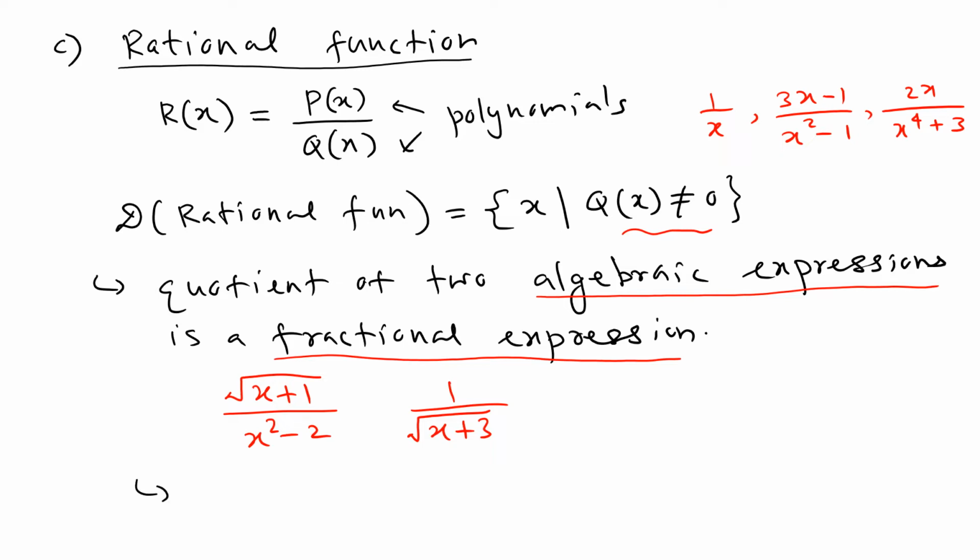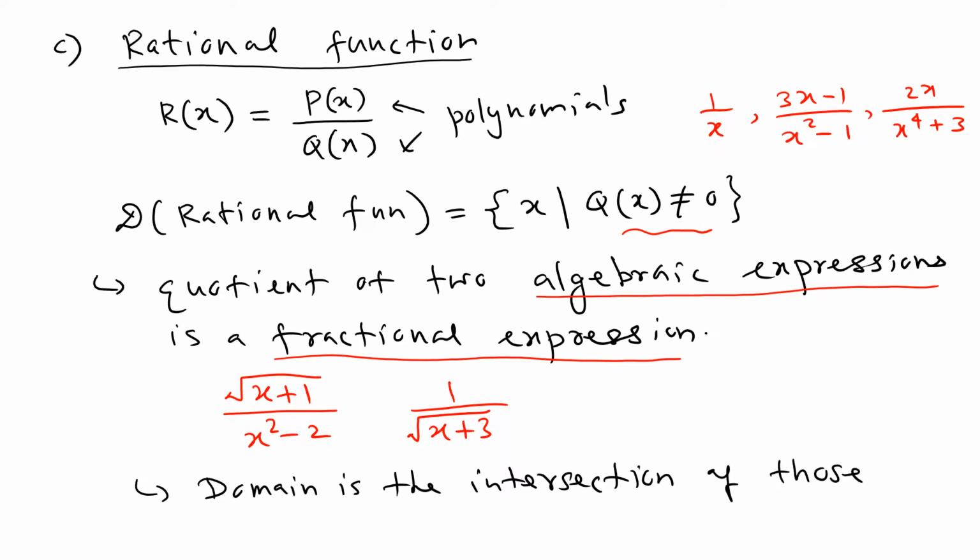So the domain is the intersection of those three types, the other types that we discussed. There are three types: it can be a rational expression, or it can be a type 1 or type 2 radical. Okay, so let's look at some examples to make sure that we understand the topics.